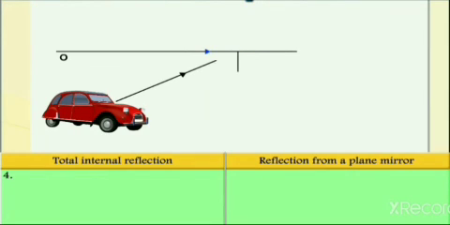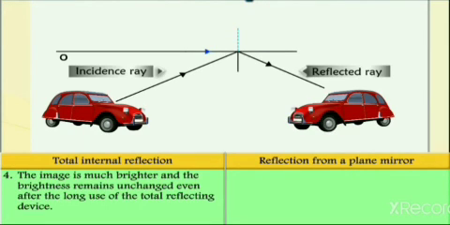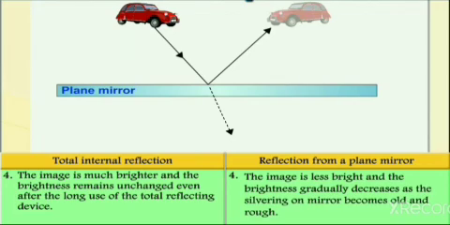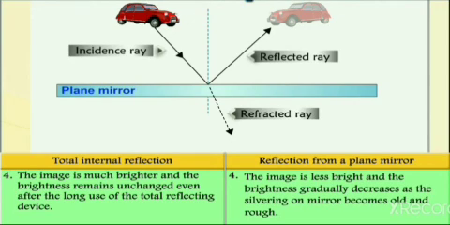In total internal reflection, the image is much brighter and the brightness remains unchanged even after the long use of the total reflecting device. Whereas, in reflection from a plane mirror, the image is less bright and the brightness gradually decreases as the silvering on the mirror becomes old and rough.